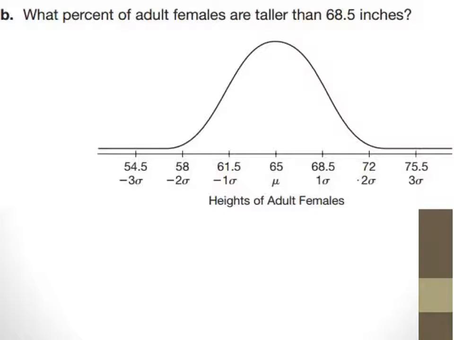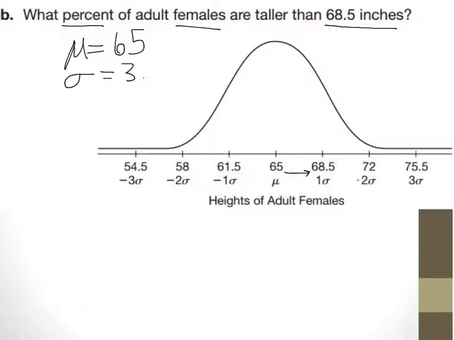So, we need to know what percent of adult females are taller than 68.5 inches. So from my graph, I should be able to identify that my mean, or mu, is 65 inches. Okay, and my standard deviation, well, how far do I go this way? It's from 65 to 68.5. My standard deviation would be 3.5 inches.